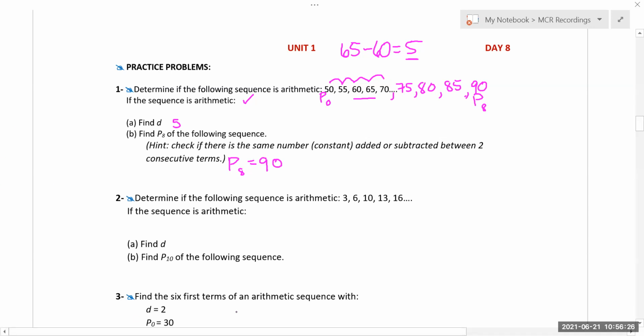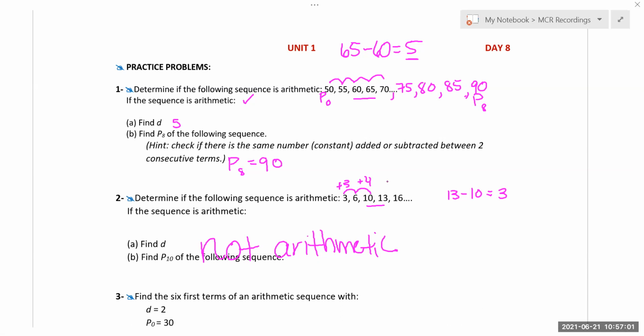Okay, for our next one, if the sequence is arithmetic, again, we'll be able to find that common difference. So I'm going to go right here. 10 to 13 is 3. So plus 3, plus 4. So this one is not arithmetic, and you would stop. We don't know the pattern from here because that's 3, 4, 3, 3. We don't really know what's going to go next. There's no consistency. So therefore, this is not an arithmetic sequence, and we would not continue on with it.